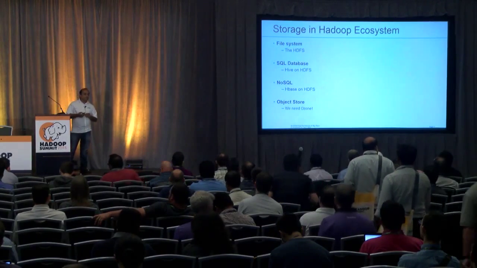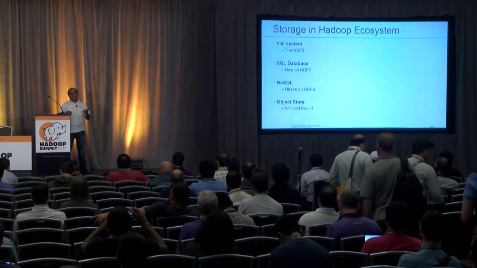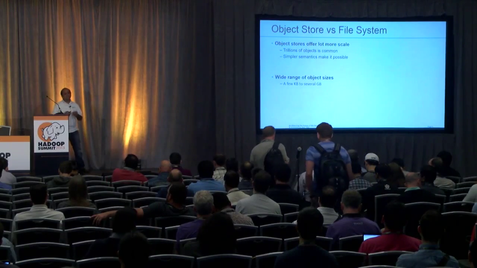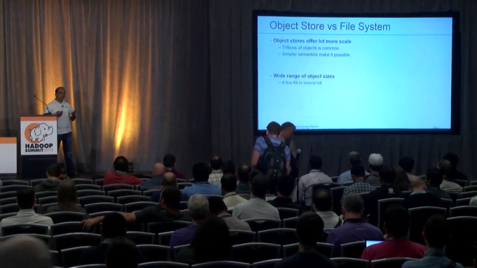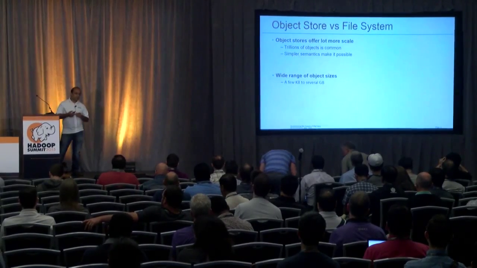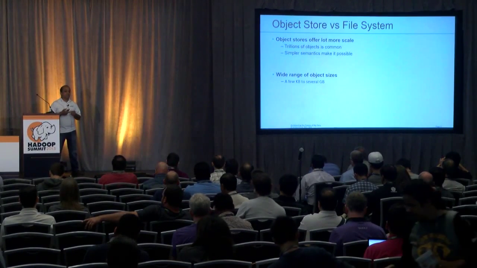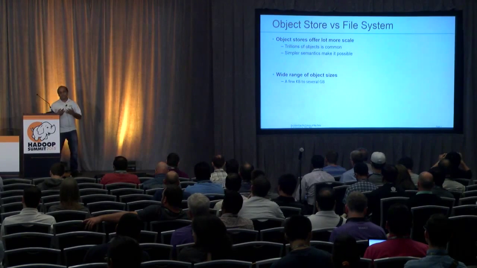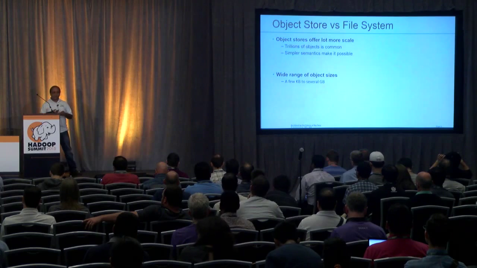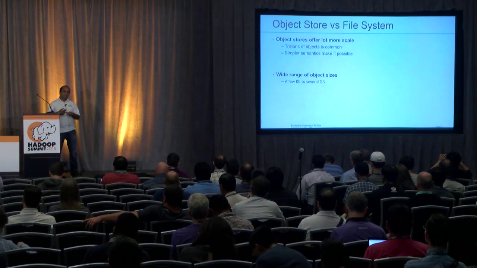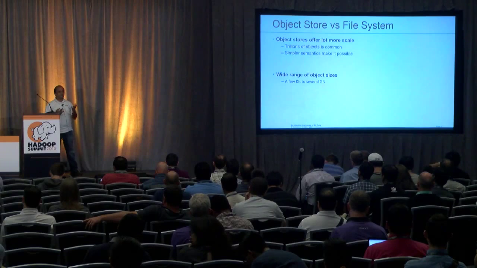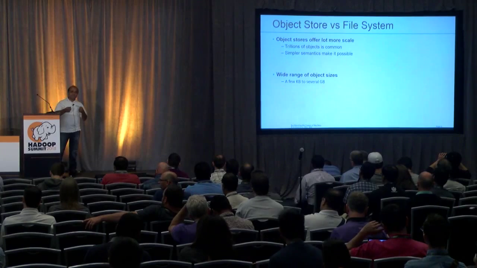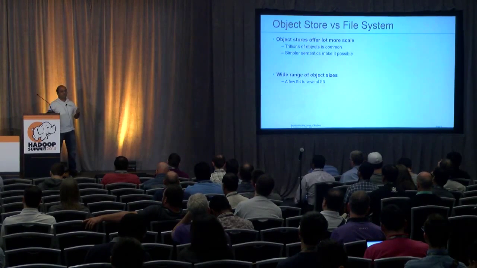If we compare what a file system offers versus an object store, the two key things that come out is that an object store scales a lot more. The reason is primarily because the semantics it offers are much simpler. The semantics of the file system are a lot more complicated. And because of that, it's very common to see object stores scaling to trillions of objects. And the object sizes that we see typically in object stores are a lot more varied. In HDFS, large objects, large files work well, but for very small files, it runs into some scalability concerns.